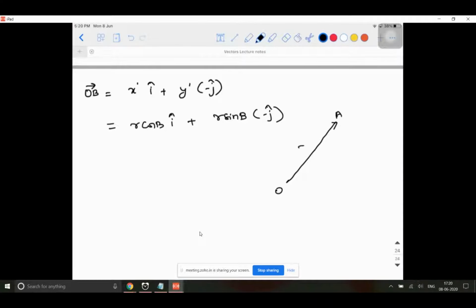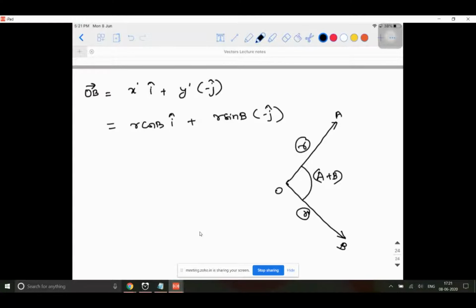Now I am drawing a separate diagram. This is OA vector, which is R. This is OB vector. And what is the angle between OA vector and OB vector? It is A plus B. Accepted? See, this R is the length of OA vector. This R is the length of OB vector.